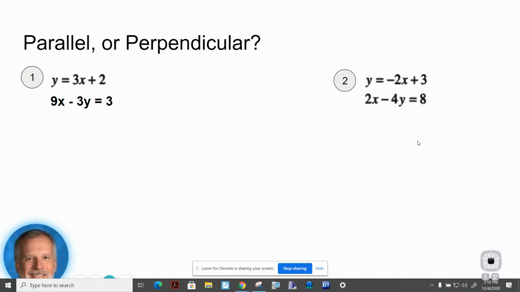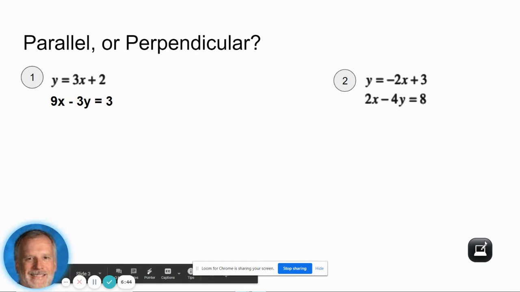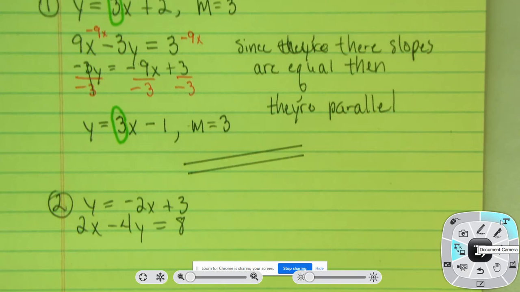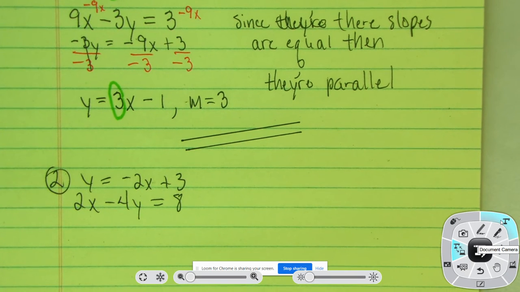Let's look at the second example here. y equals negative 2x plus 3 and 2x minus 4y equals 8. Again, the first thing I did was to jot those down because I really have to write things down in order to do anything mathematical.